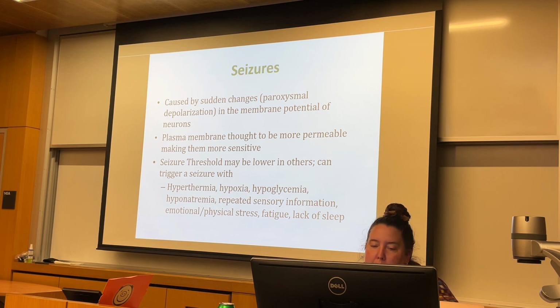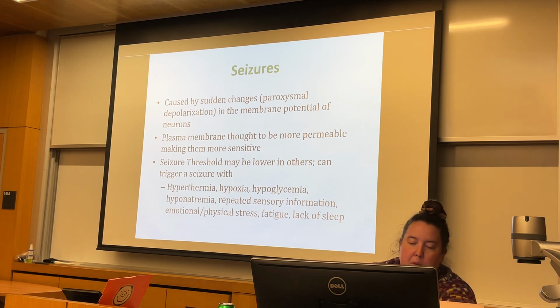So hyperthermia can cause seizures, hypoxia, hypoglycemia. It's something we worry about quite a bit with people who are diabetic, is that if they get too hypoglycemic, they can seize. Hyponatremia, because remember, salt has large effects on the brain. And what does potassium affect? The heart. Repeated sensory information, and then emotional, physical stress, fatigue, or lack of sleep.